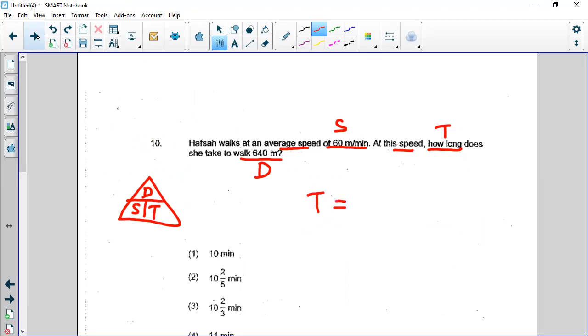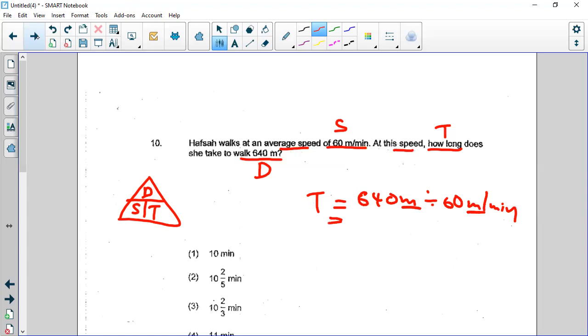So what is your distance? Distance is 640 meter and then divide by 60 meter per minute. Those of you in my lesson, in my groups, you know that you need to put the units in your steps. You have to put the units so that you can check to see whether they are the same. Because if they are the same, you can divide.